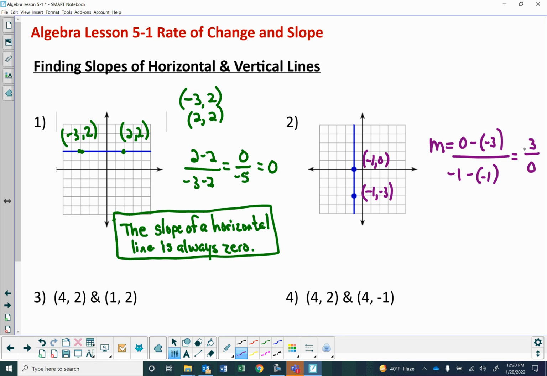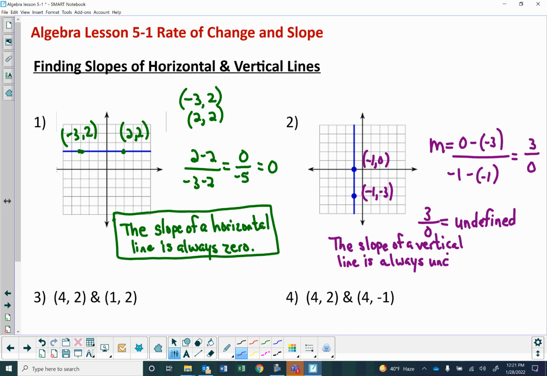1, which is 0. Whenever you have 0 in the denominator of a fraction, your answer is not 0. Your answer is undefined. So 3 over 0 actually equals undefined because you cannot define that. Division by 0 is undefined. So the slope of a vertical line is always undefined. Because we're always rising and never running or falling. So the slope of a vertical line is undefined. Every slope of every vertical line will always be undefined.